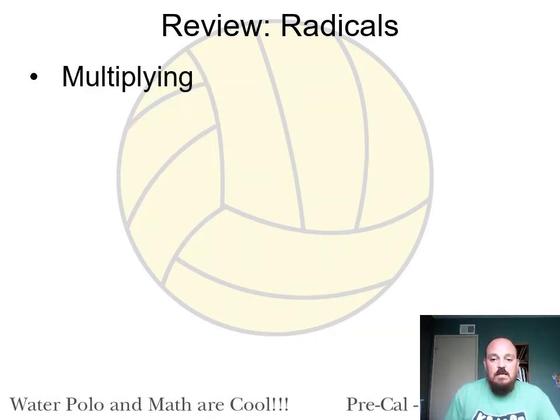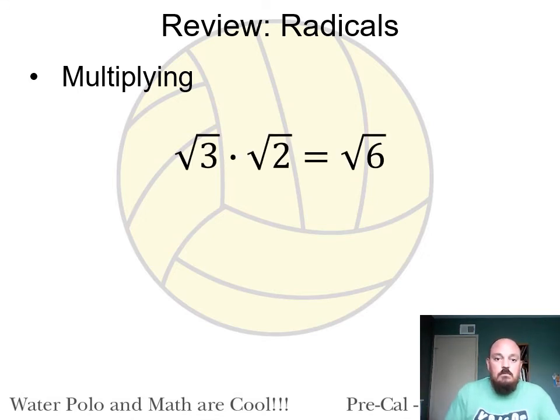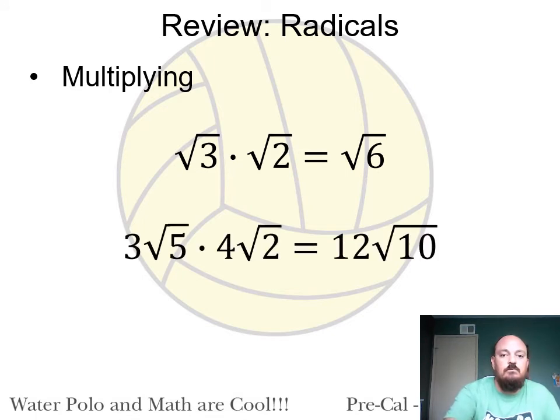Okay, for multiplying, this one actually is a little easier. It doesn't matter what the numbers are, you are allowed to do it. So yes, the square root of 3 times the square root of 2 does equal the square root of 6. Very simple and straightforward for that one. Or for this one, if you have a coefficient, you can multiply separately. I took the 3 times 4 and got 12. And then in the square root, I took the 5 times 2 and got 10. So my final answer was 12 radical 10.